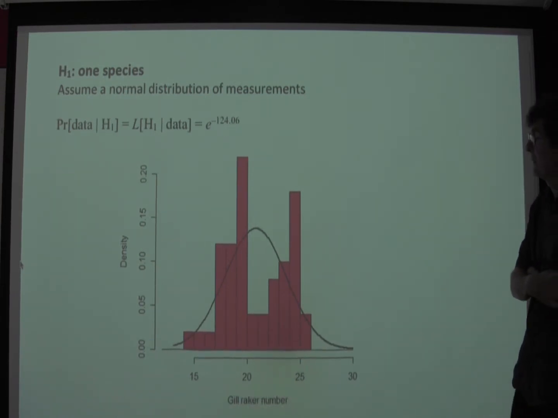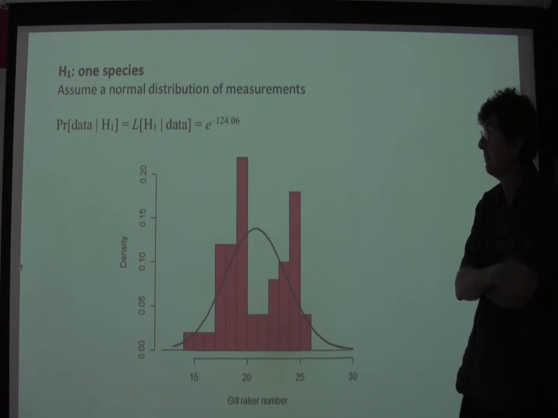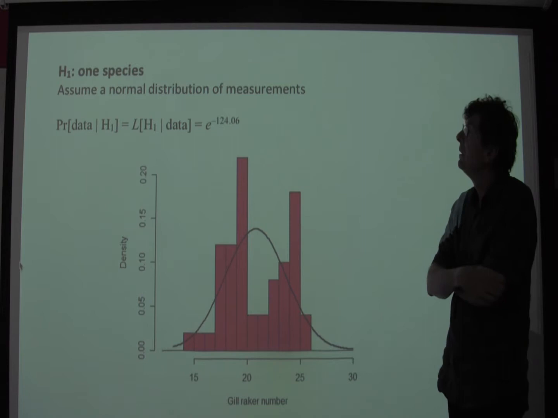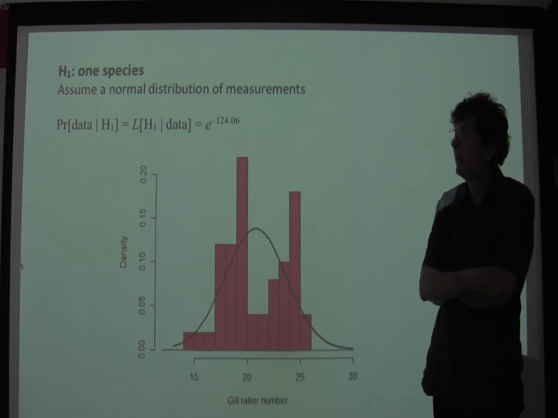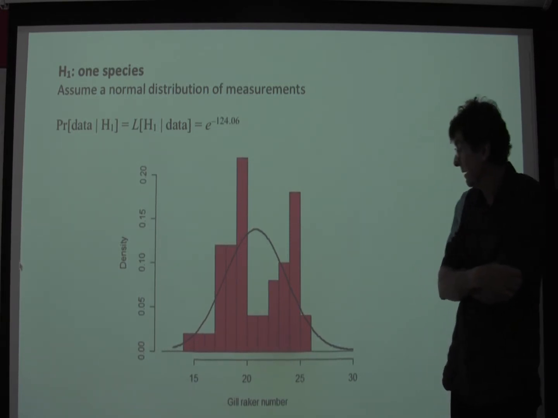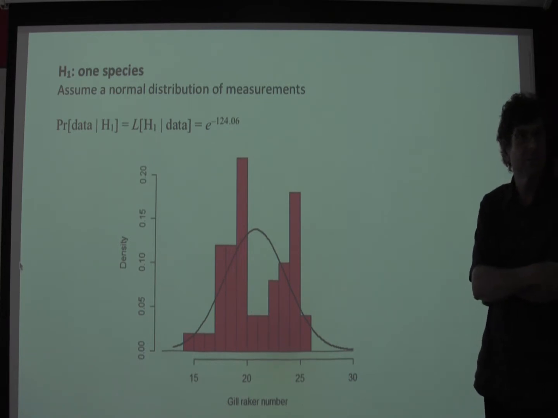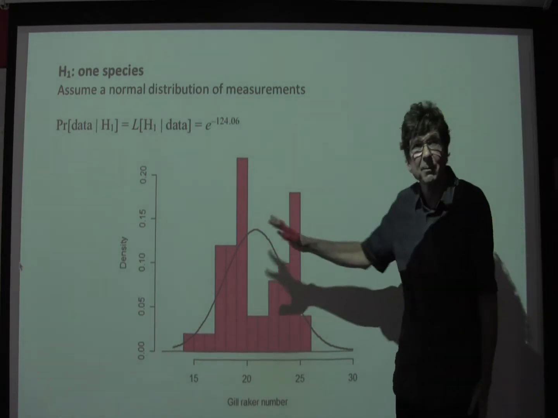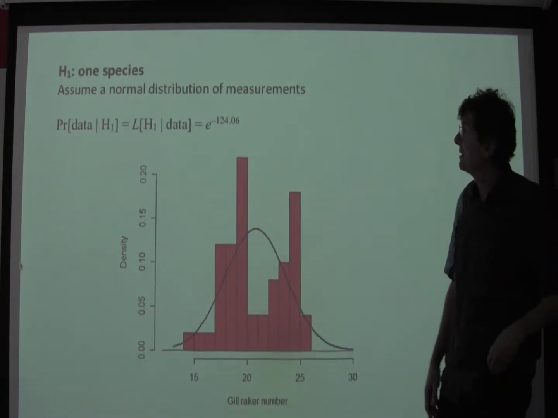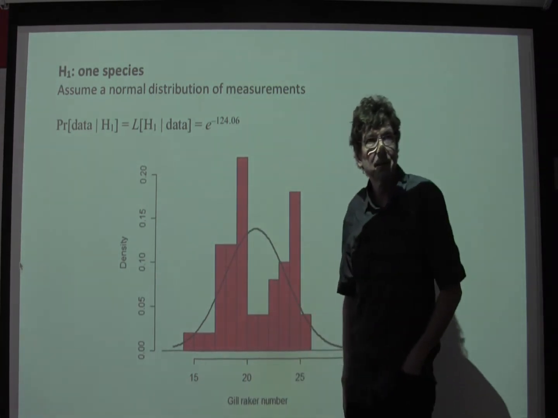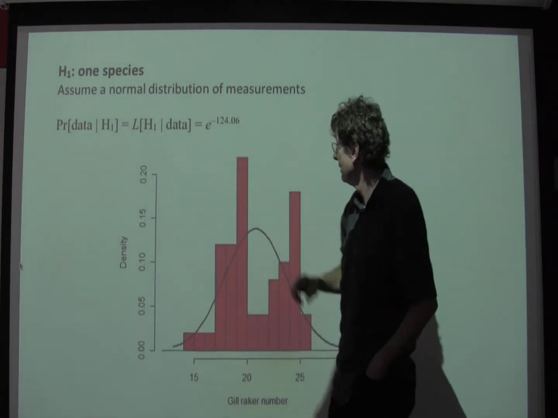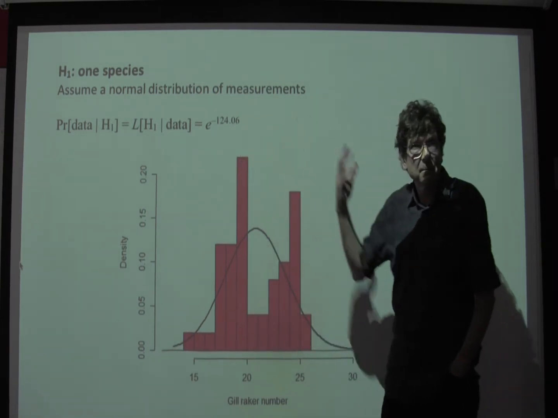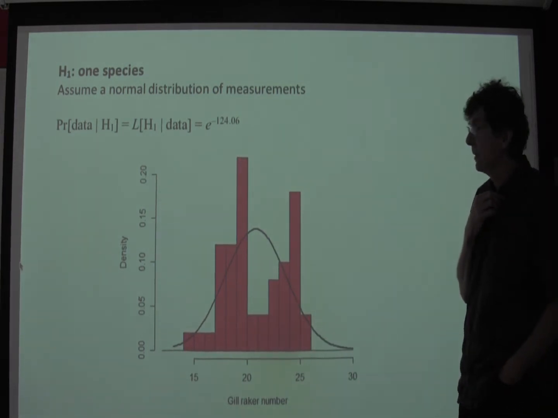So to actually calculate these probabilities, we have to start making assumptions. And the assumption that I'm going to make is that we all know when there's only 1 species in a lake that the frequency distribution of gill-raker numbers follows approximately a normal distribution. So we're going to fit a normal distribution to this measurement on the assumption that there's just 1 species present. And then we can calculate the likelihood of there being just 1 species given the data using the mathematics of the equation for the normal distribution.